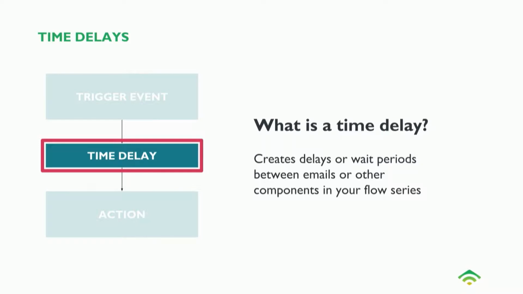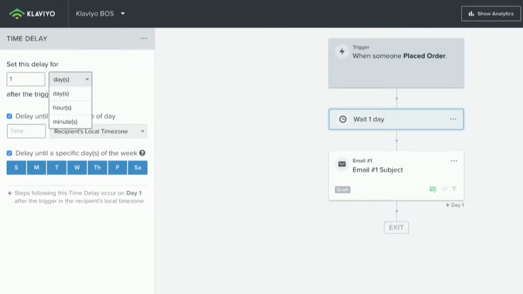The next element of a flow is the time delay. It's pretty self-explanatory. It's just the time that you're going to wait before sending out that first or second or third flow message that you want the recipient to receive. And in Klaviyo, there are a few options here. You can wait a number of days, hours, minutes, and in addition to that, you can schedule the time you want that to send out on that day.